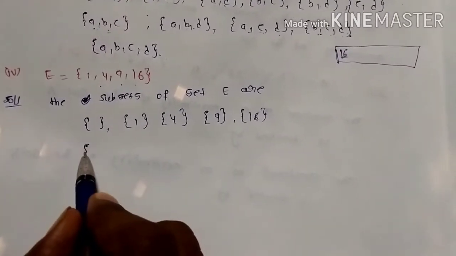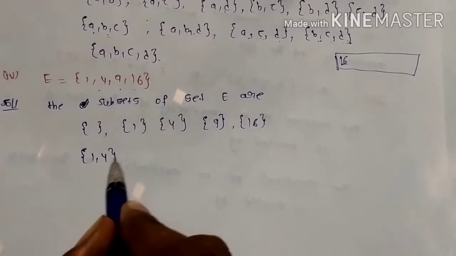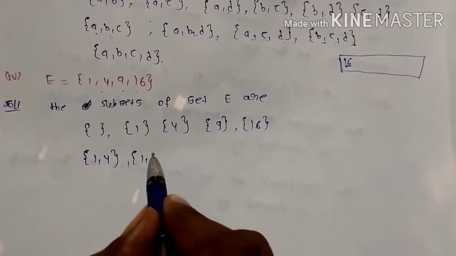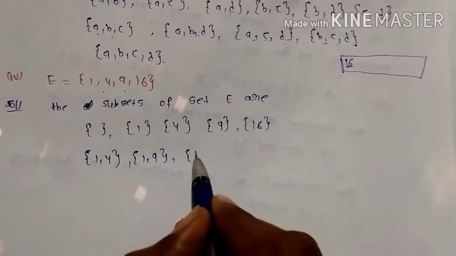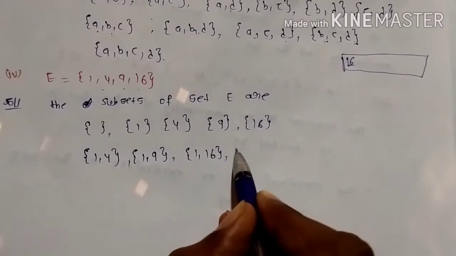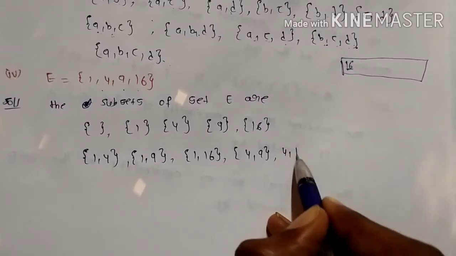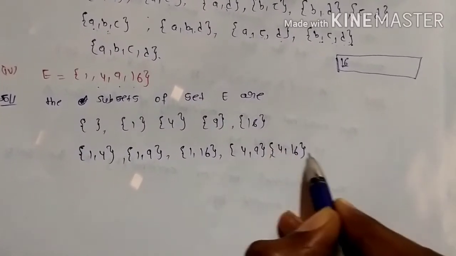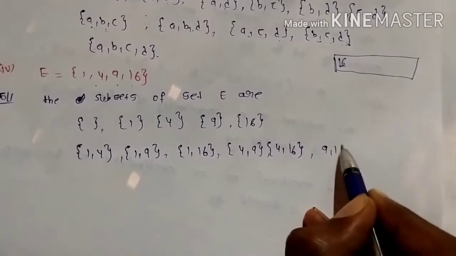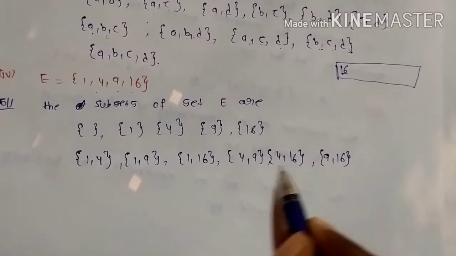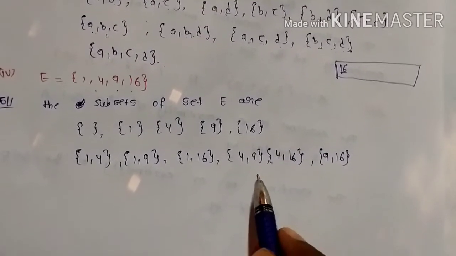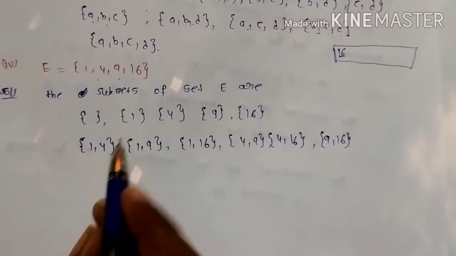Next you can consider two elements. That means here 1 comma 4. Next you can consider 1 comma 9. Next you can consider 1 comma 16. Next you can take 4 comma 9. Next you can consider 4 comma 16. Next you can consider 9 comma 16. With two elements also it is completed or not? Yes.